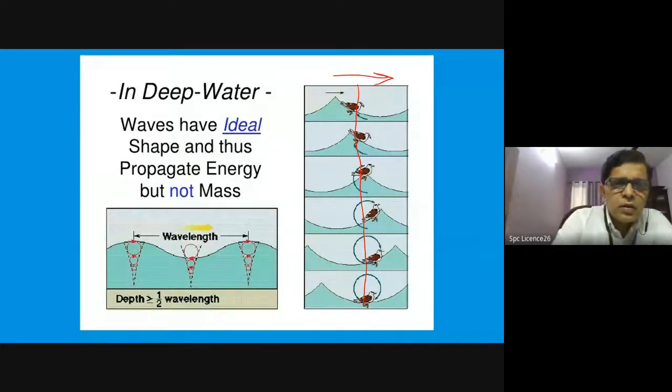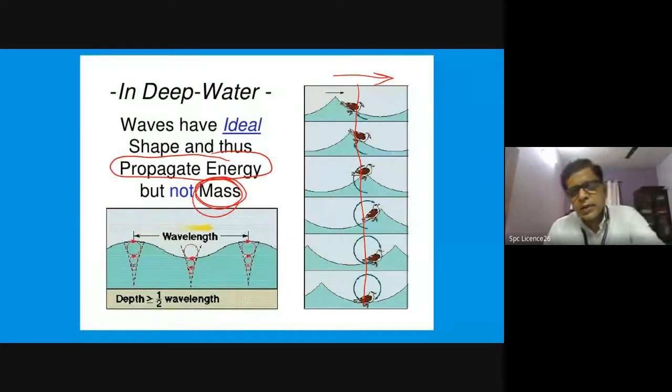It's interesting to note that in deep water, waves propagate energy, they do not propagate mass. So mechanical energy tends to be conducted, not the mass as such. This is a very common misconception that people tend to have.